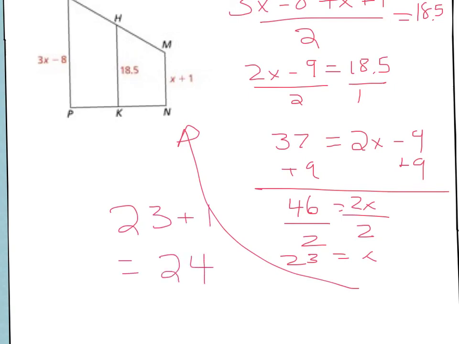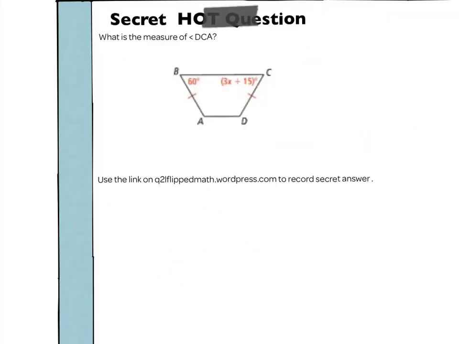The trick with this problem is recognizing that the bases are actually here on these sides, okay? And remembering that the bases are always parallel. And here is a secret hot question that says, what is the measure of angle DCA in this isosceles trapezoid?